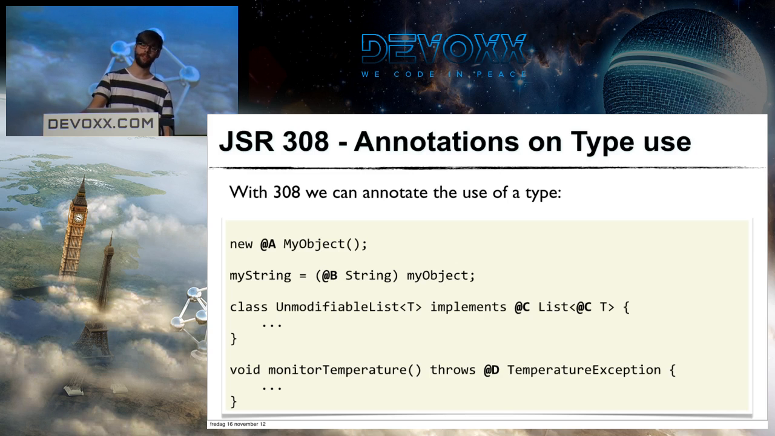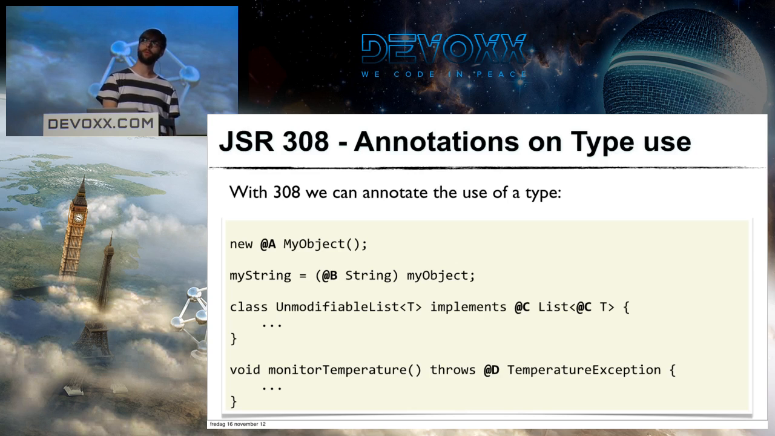Here are some examples of type uses. We have a constructor call, the constructor of MyObject, that is annotated with @A. We have a cast, a cast to @B String. We have an implements clause, and there is a type variable. And also the last line, there is a throws clause where you can annotate the exception you throw. And none of these are introducing new names. They're not declarations, but they are type uses.